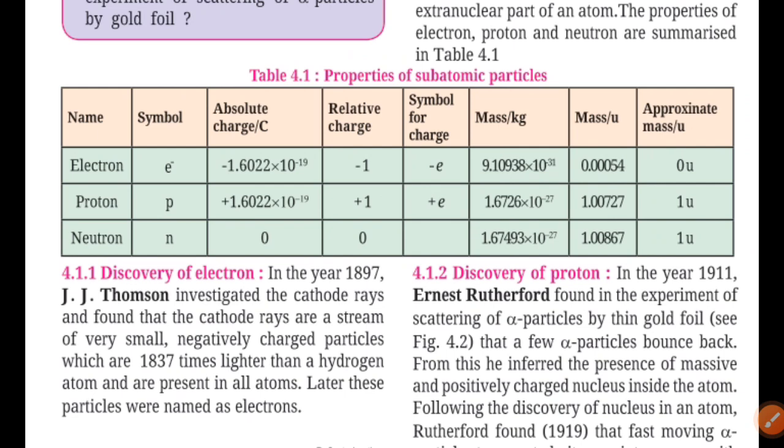Neutron symbol is small n. Absolute charge is 0. Relative charge is 0. Mass is 1.67493 × 10⁻²⁷ kg. Mass value is 1.00867 u. Approximate mass is 1 u.